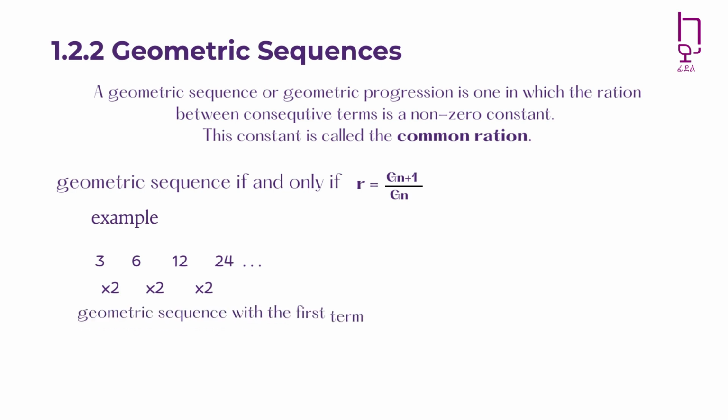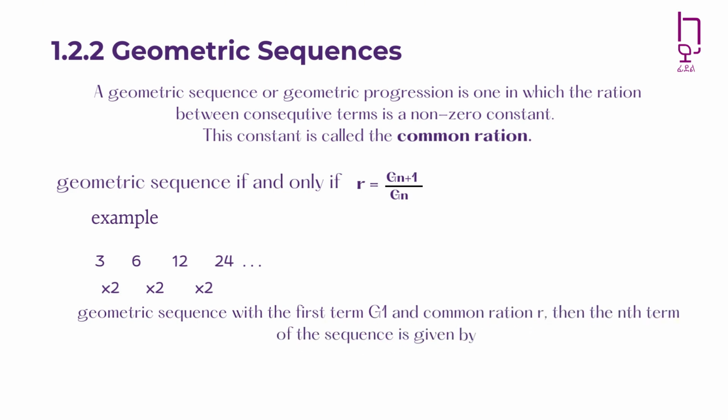For a geometric sequence, there's a general formula. The general formula is Gn equals the first term times the common ratio to the power n minus 1. Let's look at one example. The question says find Gn when the first term is 3 and the common ratio is 2. So we'll start with our given. The first term is 3, so G1 is 3, and the common ratio is 2.